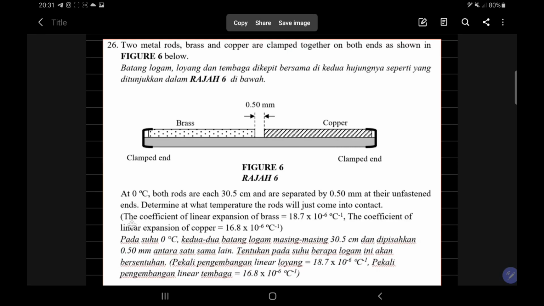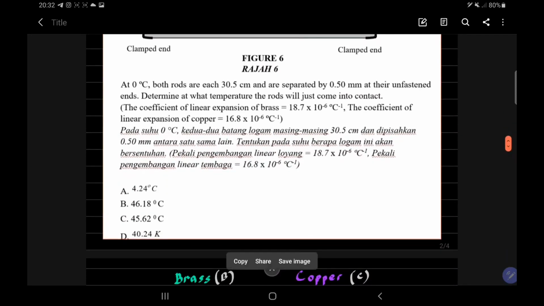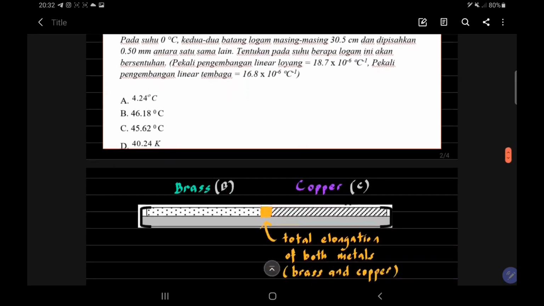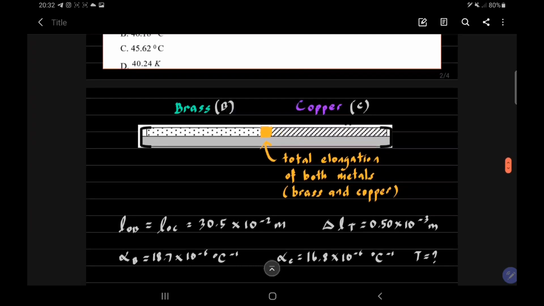Alright, so the values given here are the coefficient of linear expansion of brass, which is 18.7 times 10 to the power negative 6 per degree Celsius, and the coefficient of linear expansion of copper, which is 16.8 times 10 to the power negative 6 per degree Celsius. Alright, then the answers given are like this, A, B, C, and D. So which answer is the best one? Alright, so what do we have? This is the concept.